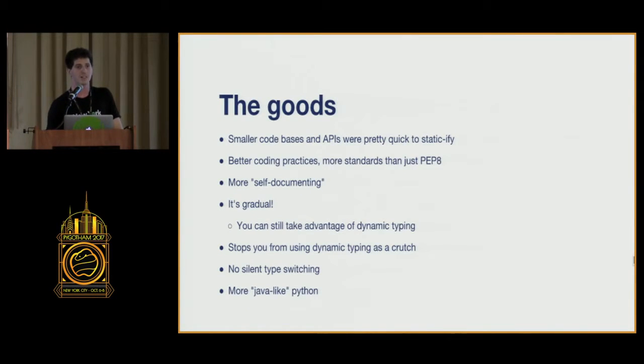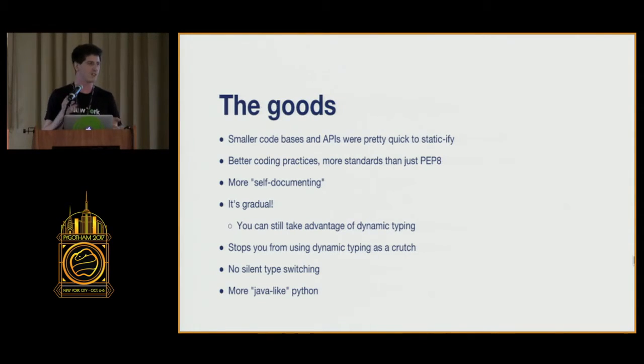So here are some of the good things that I found with using MyPy on our code bases. I found that smaller code bases and APIs were pretty quick to add static types to. And especially with APIs, I found that it was particularly useful because now when people go look at that source code, they see what that type expects rather than having to look at PyDoc, which may or may not be accurate. I found that it promoted definitely better coding practices and more standards than just PEP 8.